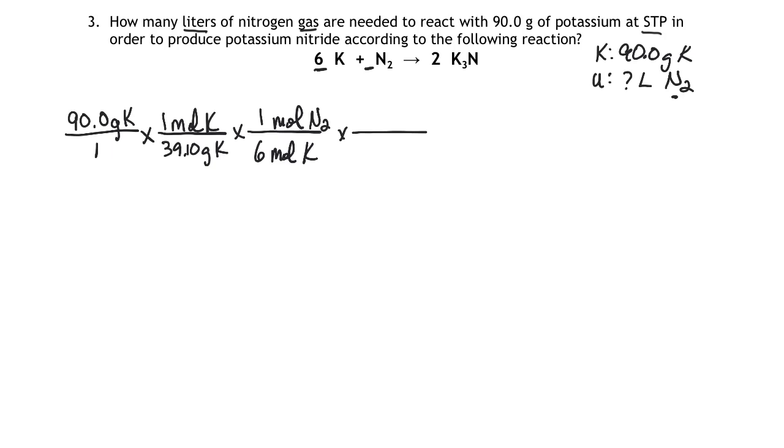I've got 1 mole of nitrogen gas on the top, so I'm going to need to have moles of nitrogen gas on the bottom. I'm working toward liters, so I know that since I'm dealing with a gas, 1 mole of nitrogen gas will be 22.4 liters of nitrogen. Let's check things out. I'm at liters, so I think I'm done. I'm going to double check. Grams potassium, mole of potassium, mole of potassium, mole of nitrogen, mole of nitrogen. I'm left with 22.4 liters of nitrogen, and that's what I need.